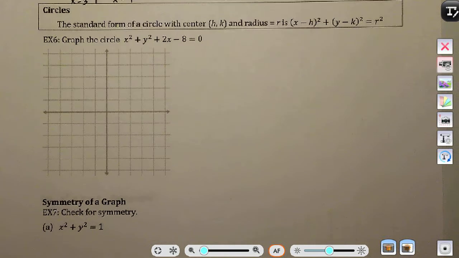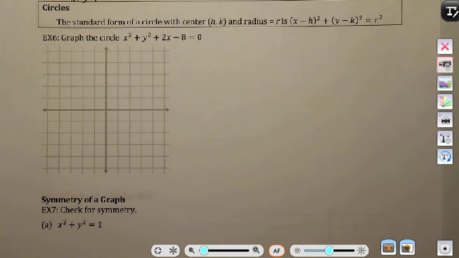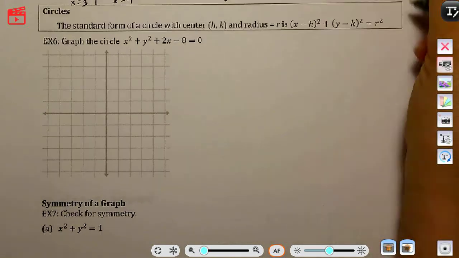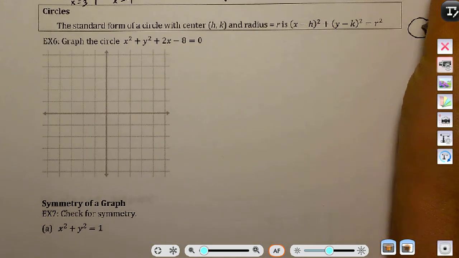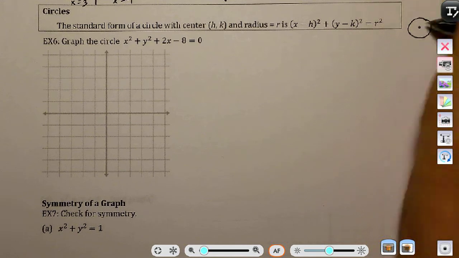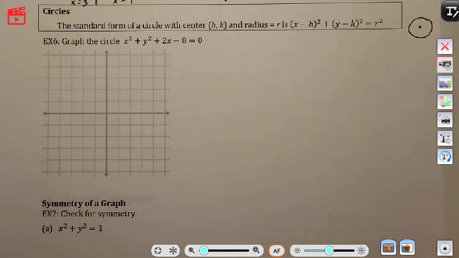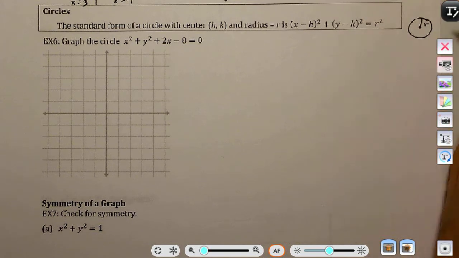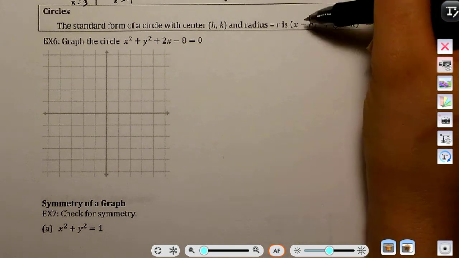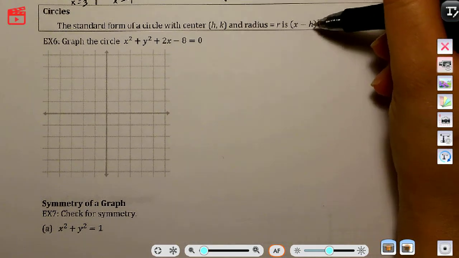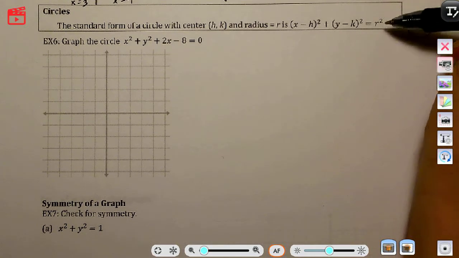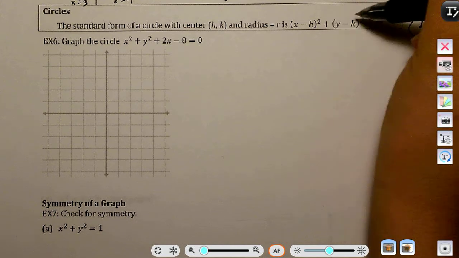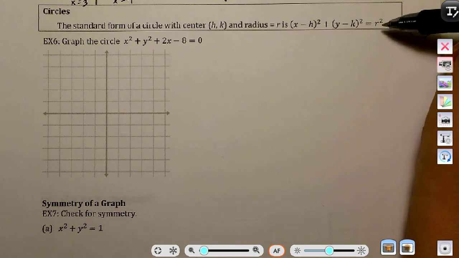Moving on, circles. Okay, so the standard form of a circle that has a center (h, k). For example, when you graph a circle, the center is right there, what you'd probably think of as the center of a circle. And the radius is r. So this thing right here, the radius would be r. And here's the equation that we have. (x minus h) squared plus (y minus k) squared equals r squared. If we get our equation into this form, we can pull off our center value and our radius.